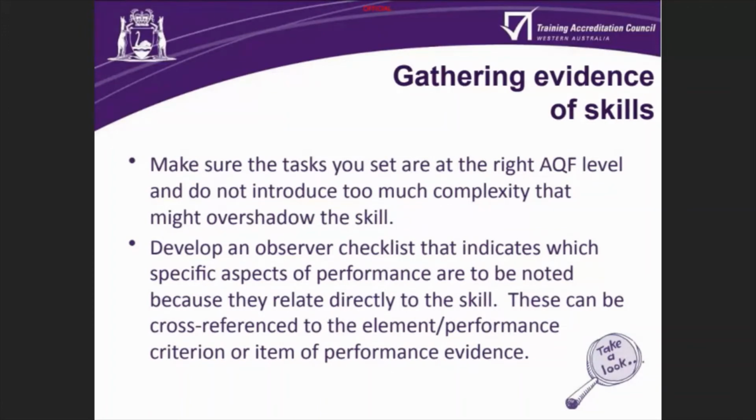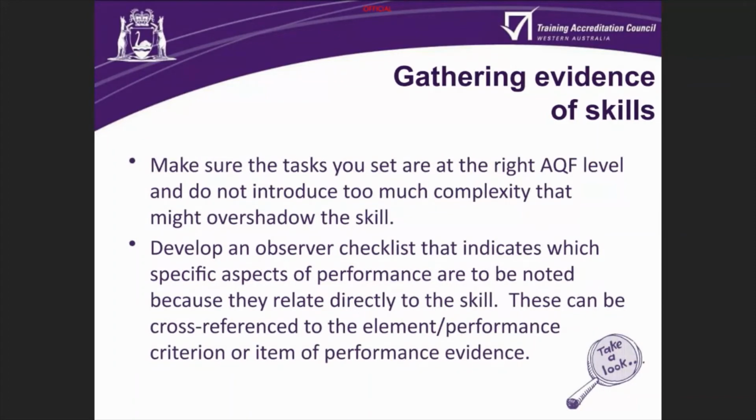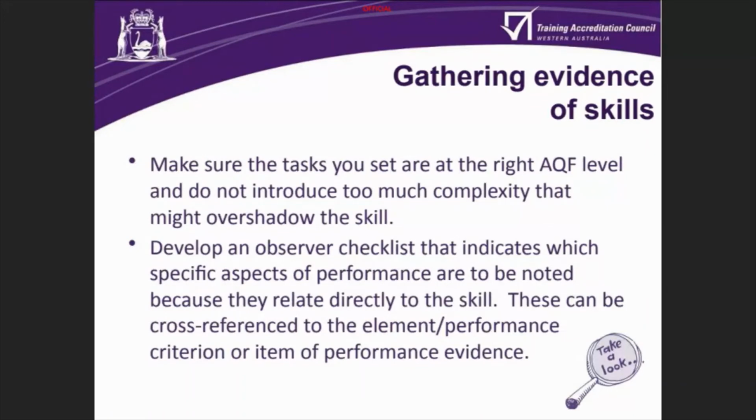And fundamentally, you need to ask yourself the question, if this is a certificate one unit, or a unit from a certificate one, I just want to see that a person can follow set procedures. Nothing unexpected is going to happen. Everything is predictable. But if it's a unit from a certificate three qualification, I'm going to expect this person to be able to exercise a good fair bit of autonomy. Things are going to happen that are not entirely predictable, and they're going to have to be able to deal with it.